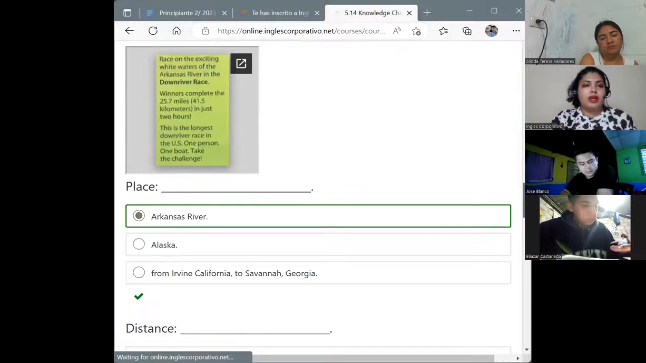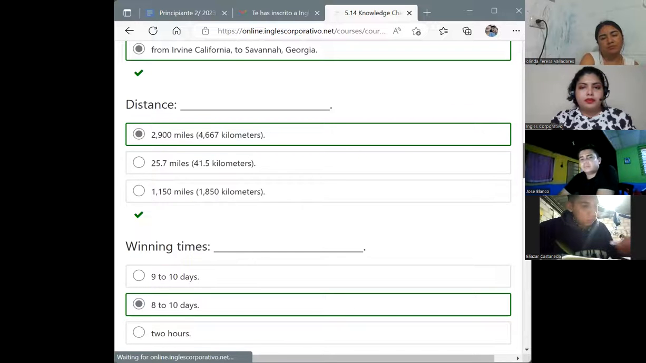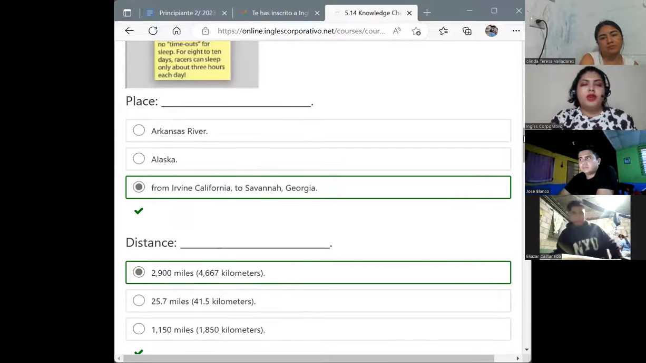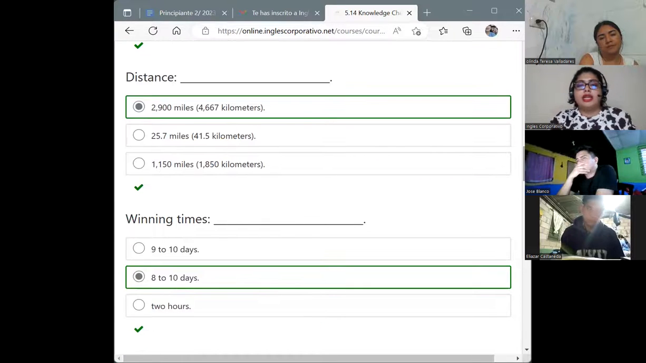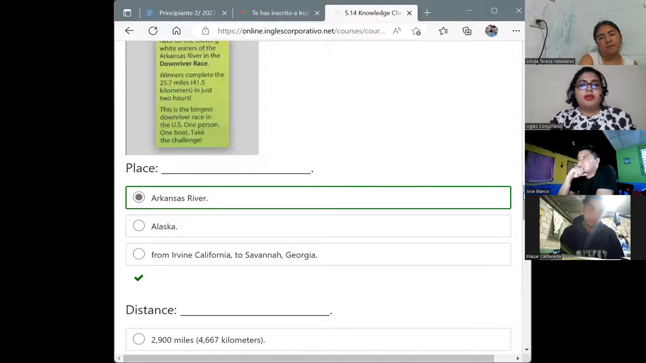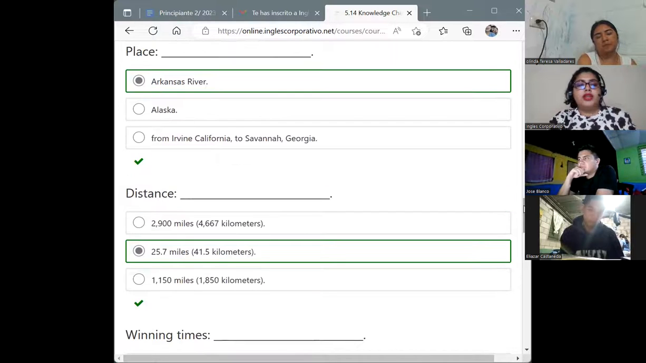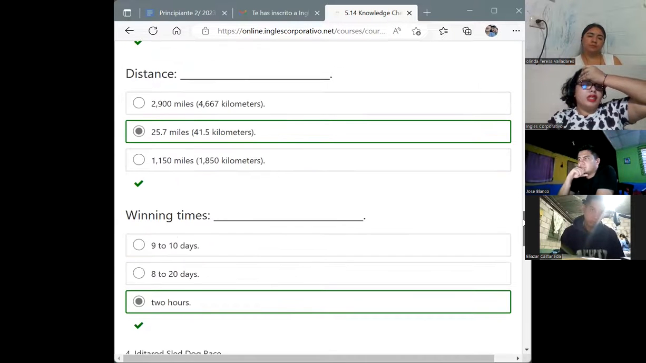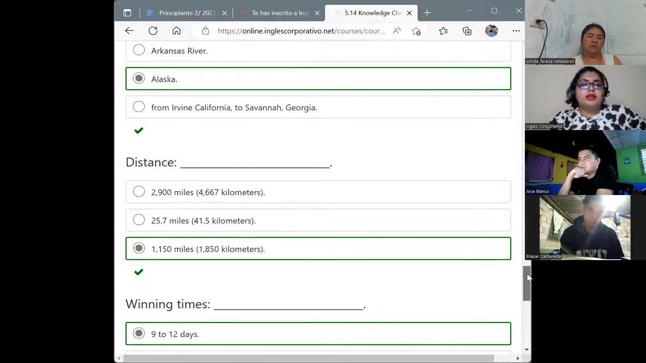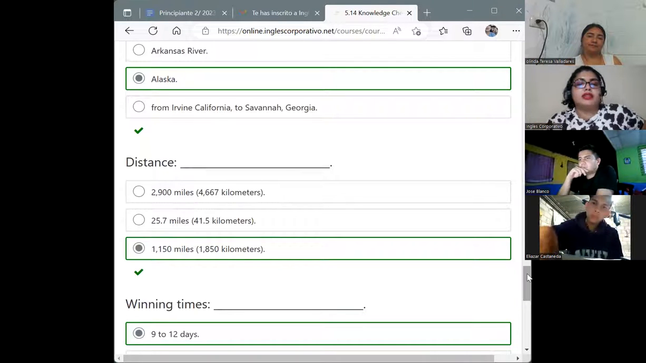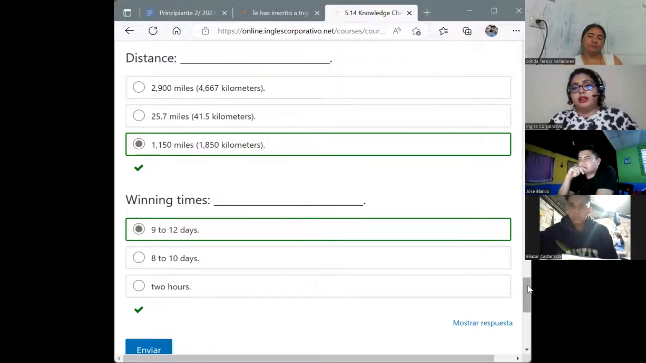So in the first one we have here: from Irvine, California to Savannah, Georgia. Then we have 2,900 miles. In the next one, we have 8 to 10 days. Then we have Arkansas River, 25.7 miles, 2 hours, Alaska, 1,115 miles, and 9 to 12 days.